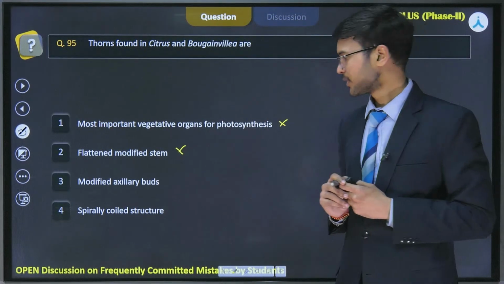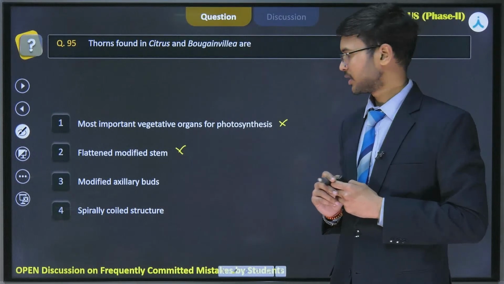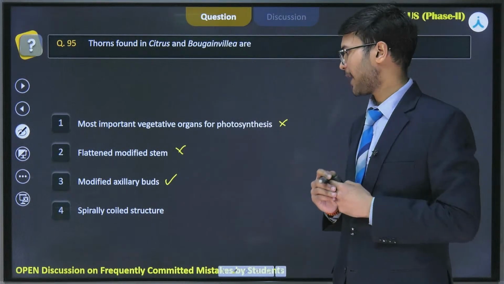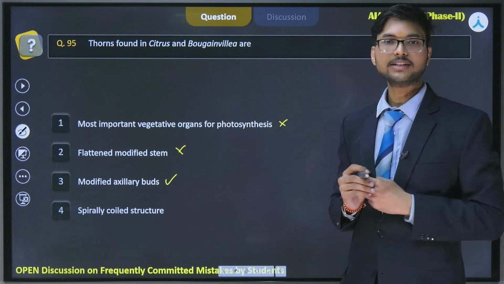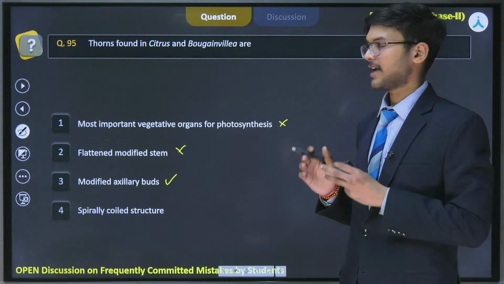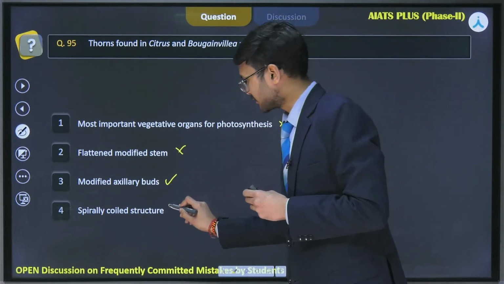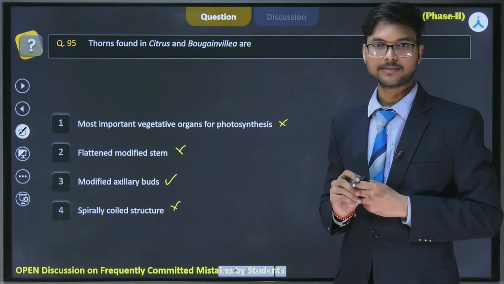Third option is modified axillary bud, which is a correct option. The fourth option says it is a spirally coiled structure. No, thorn is not a spirally coiled structure. Rather, tendril is a modified axillary bud, which is spirally coiled structure. So this option is also incorrect.